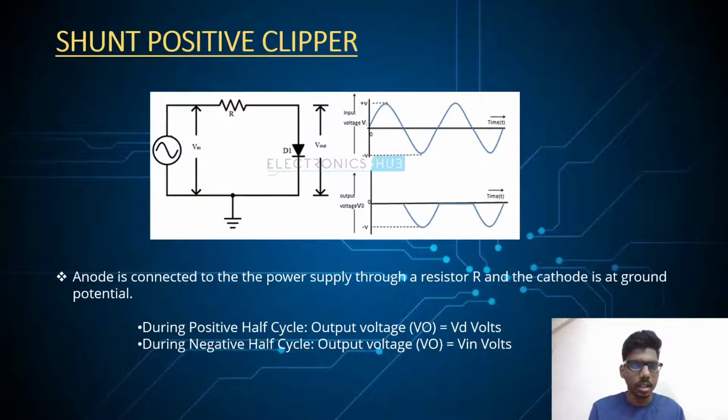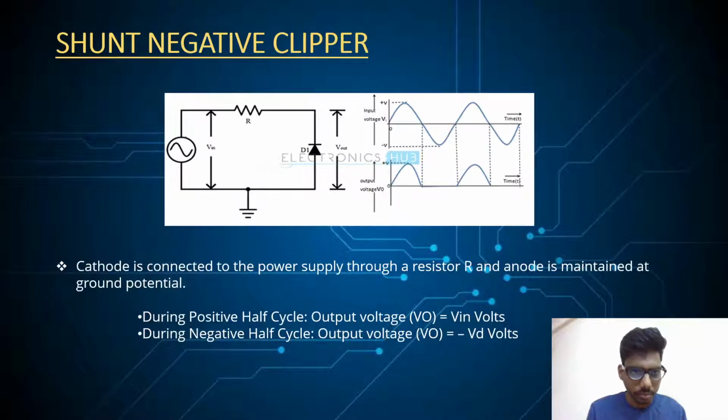input voltage plus diode threshold voltage. And coming to the shunt positive clipper, the anode is connected to the power supply through the resistor and the cathode is at ground potential. So the conditions are: during the positive half cycle, output voltage is the diode voltage, and during the negative half cycle, output voltage is equal to the input voltage.